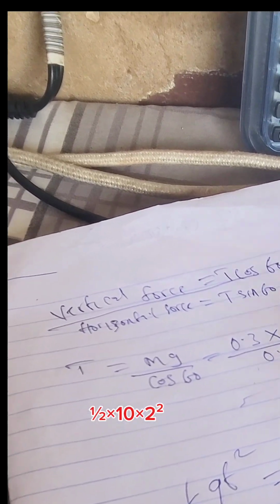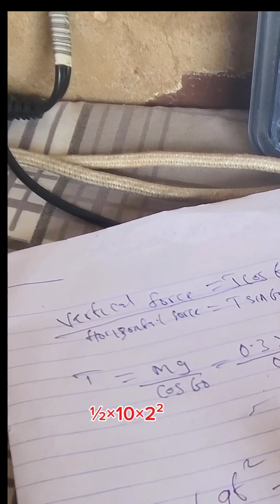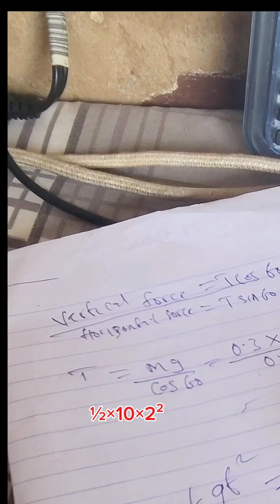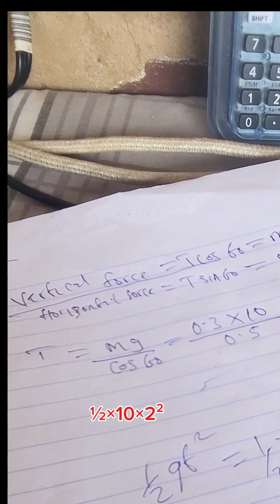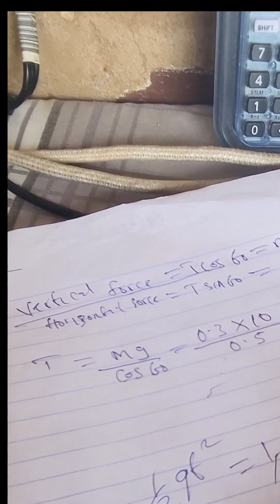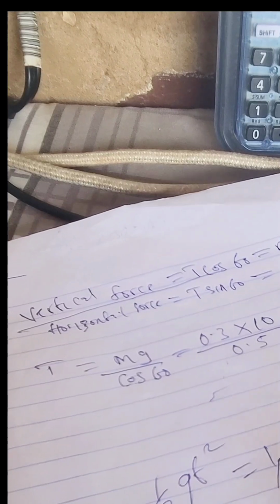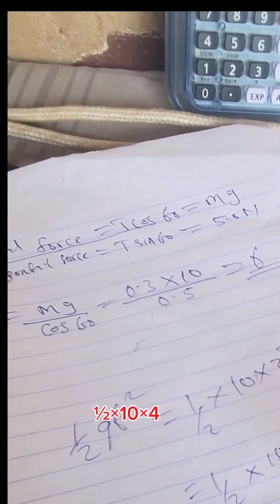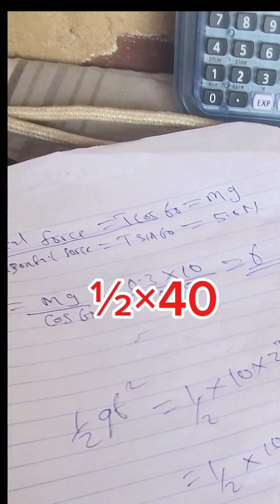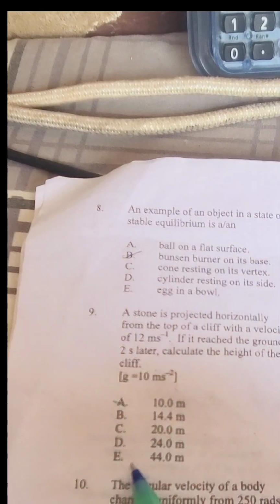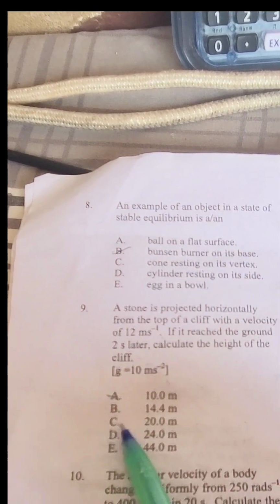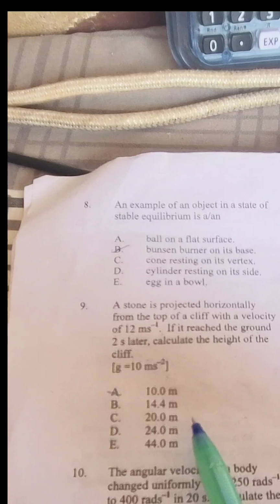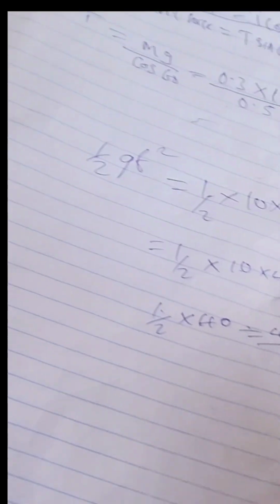So 2 times 2 is 4. So you have equals half times 10 times 4. Okay, so 10 times 4 gives you 40. So you have half times 40. 40 divided by 2 gives you 20. So our answer is 20. Do you have it? So 20, which is C, is our answer. As you can see, 20.